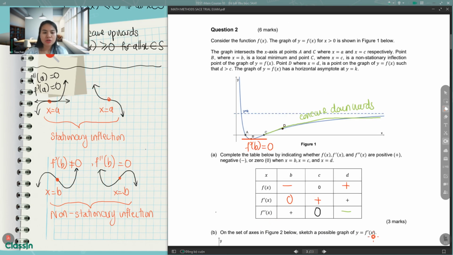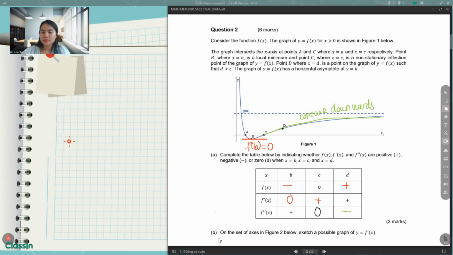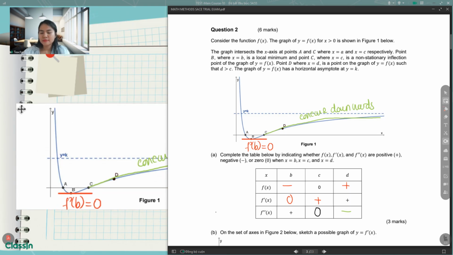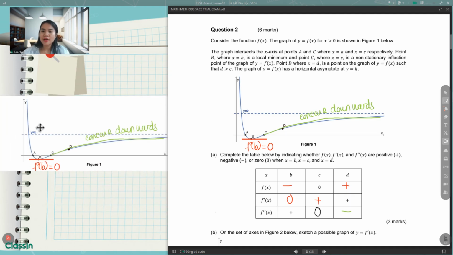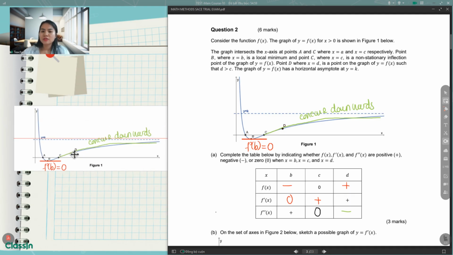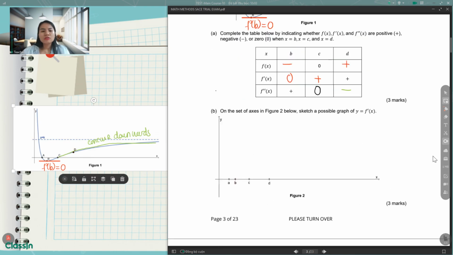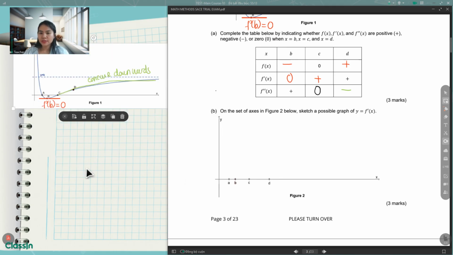You are asked to sketch the graph of the first derivative. So let me take a picture of the original graph and put it on the left so we can see it easily. All right, it's here. To sketch the graph of the first derivative, you need a sign diagram of the first derivative and the second derivative. So let's draw the first derivative sign diagram.